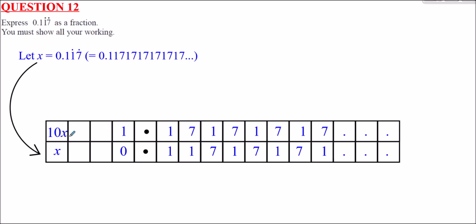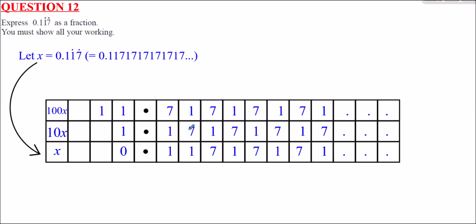10x times 10 will be 100x, and then moving the decimal one place to the other side, that would give us 11.7171 and so on. So the next step, times it by 10 again, 100 x's must equal 11.71717 and so on and so on.